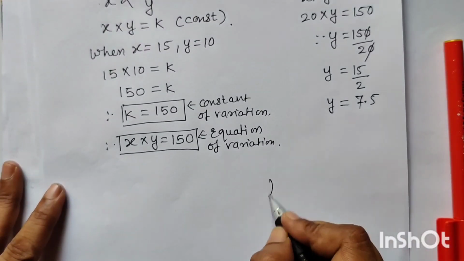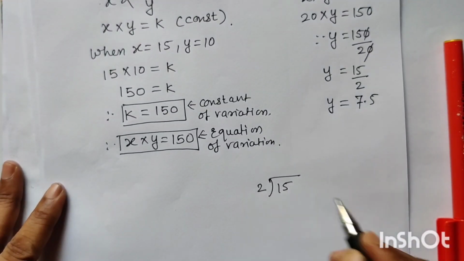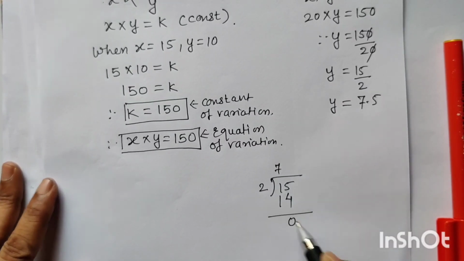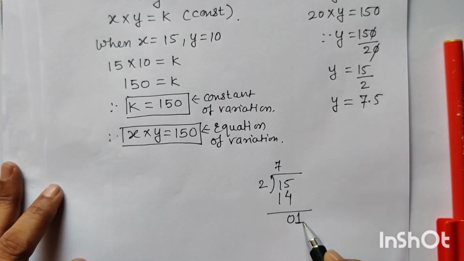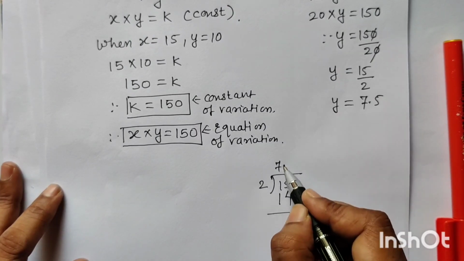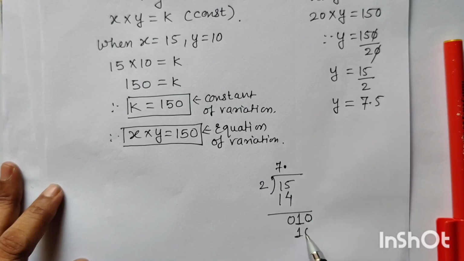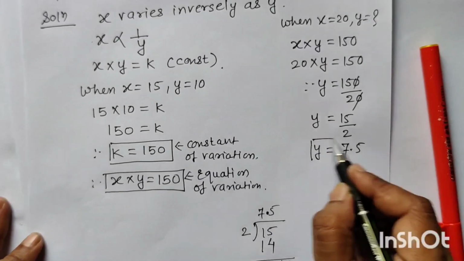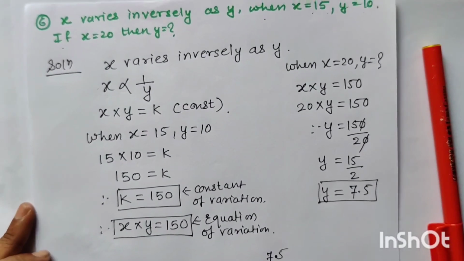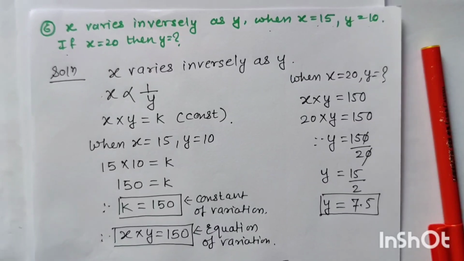How to divide it? 15 divided by 2. 2 sevens are 14, and this 1 is remaining. 15 minus 14, we put the 0 here. For this 0 we put a point, and 2 fives are 10. So in this way we are getting y is equal to 7.5. So all the sums from this exercise, practice set 7.2, are explained.